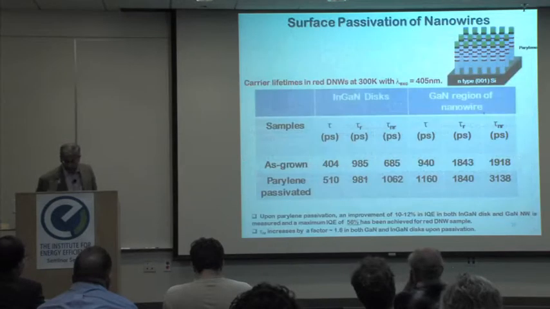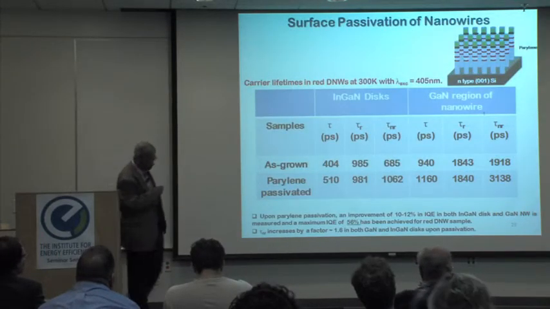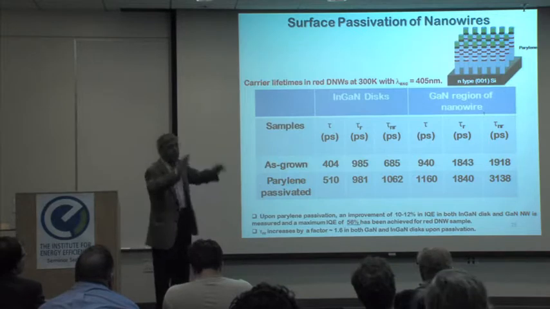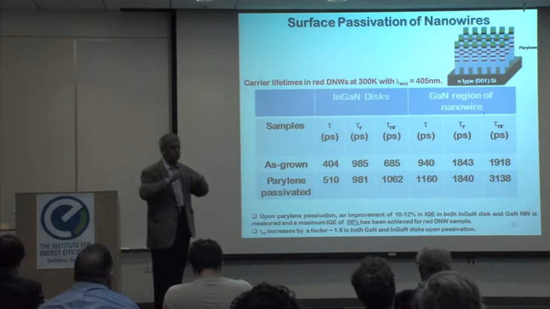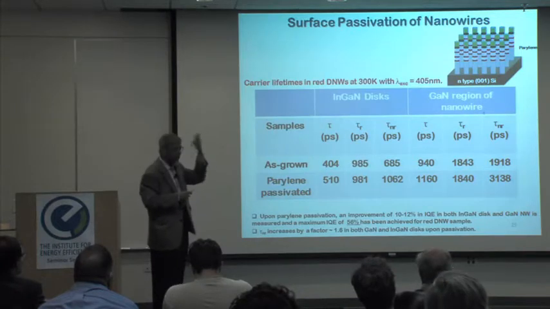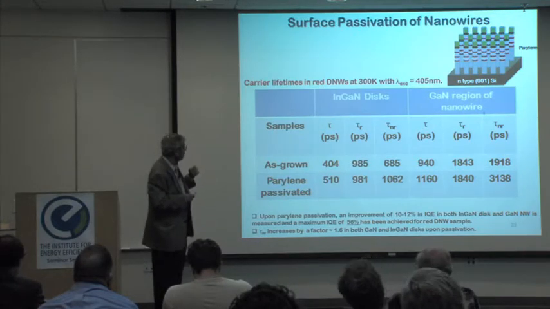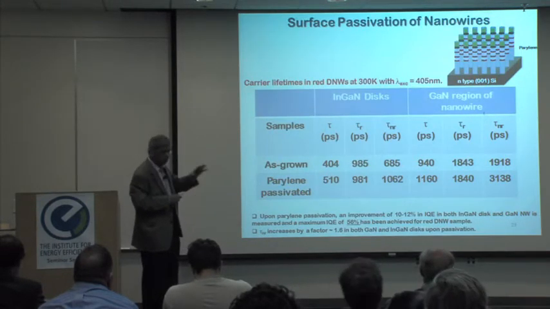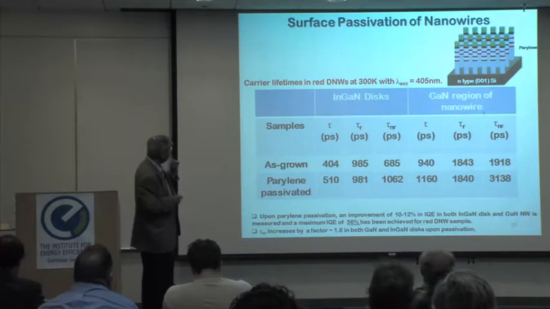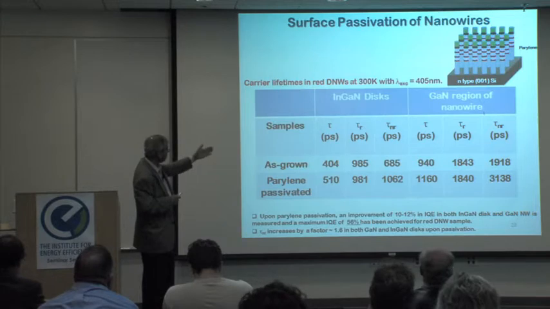But that's not enough. So we did all kinds of passivation. Now there are other groups doing core shell nanowires. You can grow an aluminum gallium nitride core, a shell around it and so on, but we didn't go that route. We wanted to keep it very, very simple. So we tried silicon nitride and parylene passivation.